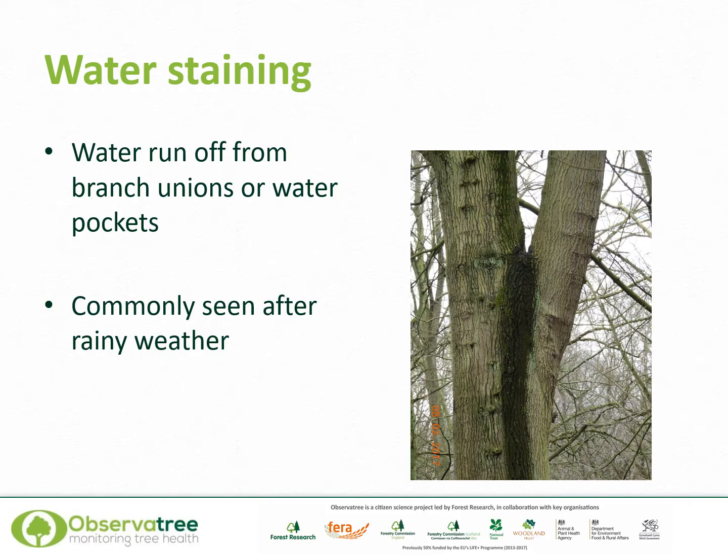This picture shows a classic symptom of a very liquid, watery exudate on the surface of the tree. Now this could be confused with something like slime flux. It may even be confused with some kind of bleed. But when you look at this much more closely, you can see that the water is running out from a branch union or actually a water pocket. It's commonly seen after rainy weather.